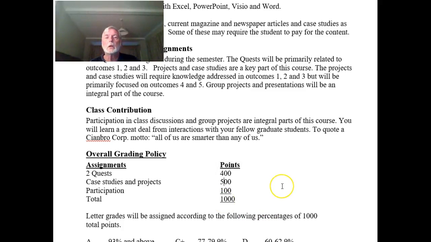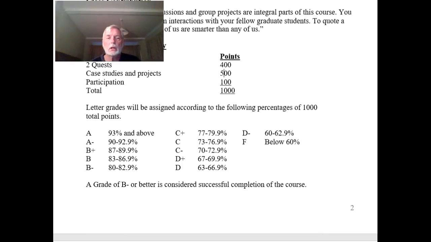Oh, there we go. Okay, so case studies and projects 500 points, participation 100 points, for a total of 1,000 points. And I'm going to assign letter grades based on the chart here. And you must get a B- or better to be considered having successfully completed the course.